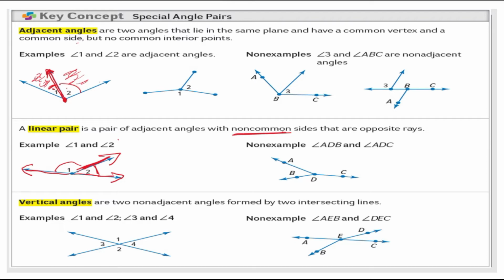Vertical angles are the two non-adjacent angles formed by two intersecting lines. You can see here in the first example, there are two intersecting lines. So 4 and 3 are vertical angles. Those are vertical angle pairs, and 1 and 2 are vertical angles.